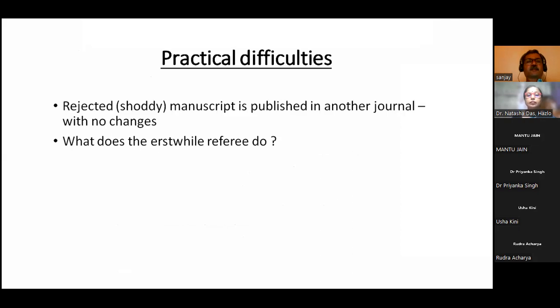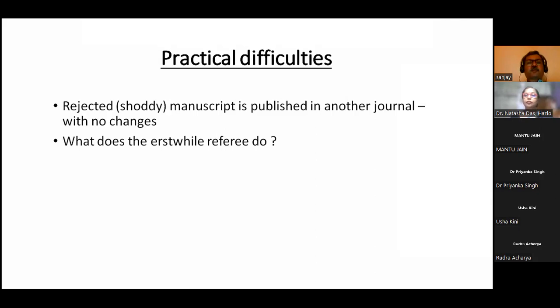There are certain practical difficulties to which I have no reply. And this is something that, to my knowledge, has not happened to me so far, but I'm certain it's going to happen at some stage. You as a referee get a paper which you think is really bad, it's shoddy, and you suggest to the editor that it be rejected. It's rejected. And then sometime later, you find that this rejected paper is seen without any changes in another journal. So what do you, in your position as erstwhile referee, do?